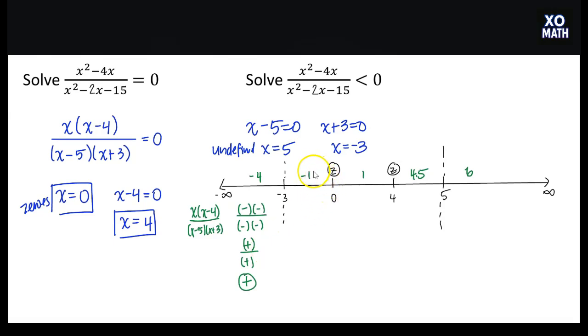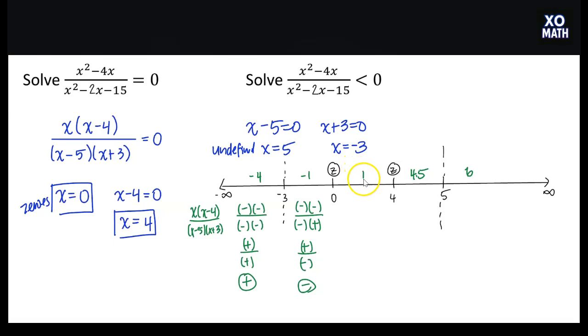So I need to now check negative 1. So negative 1 is a negative value. Negative 1 minus 4 is a negative value. Negative 1 minus 5 is a negative value. But negative 1 plus 3 is a positive value. So the numerator is positive, but the denominator is negative. So overall, this is a negative interval.